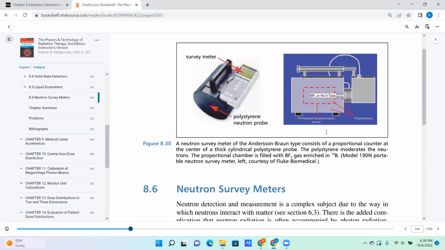So you can see this is going to be a neutron survey meter. The Anderson-Braun type consists of a proportional counter at the center of a thick cylindrical polystyrene tube or probe. The polystyrene moderates the neutrons. The proportional chamber is filled with boron fluoride gas enriched in boron 10. So you've got the tube here, you've got the perforated borated plastic sleeve, and the polyethylene.